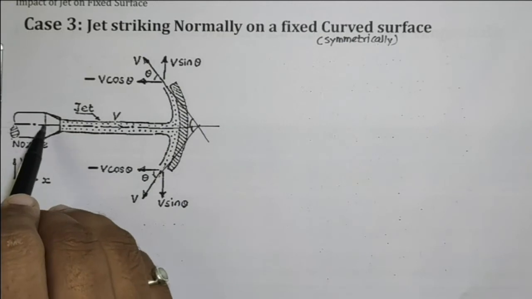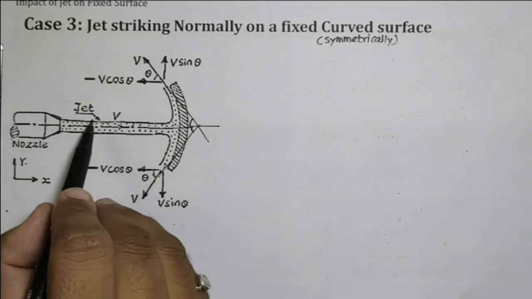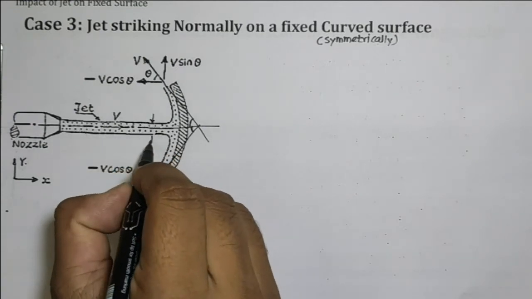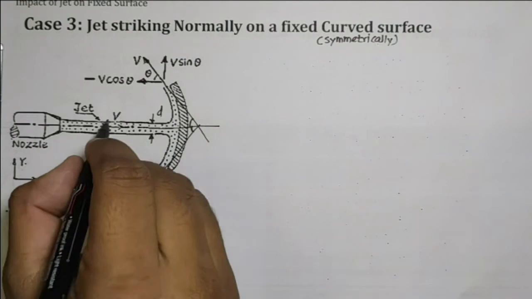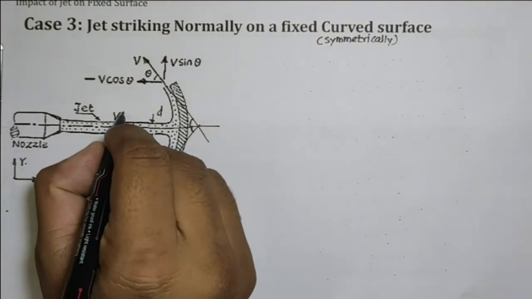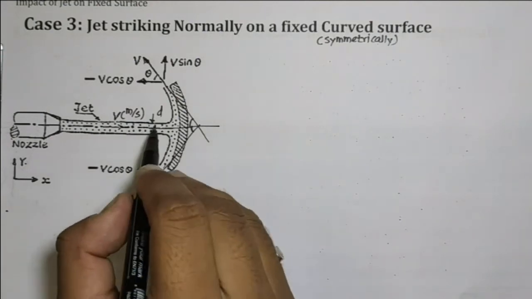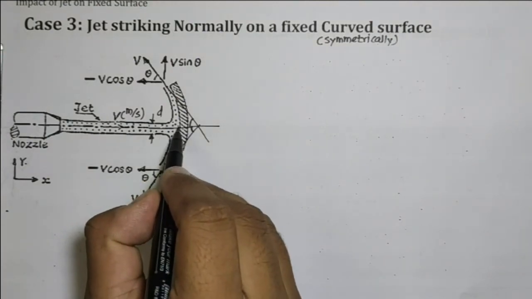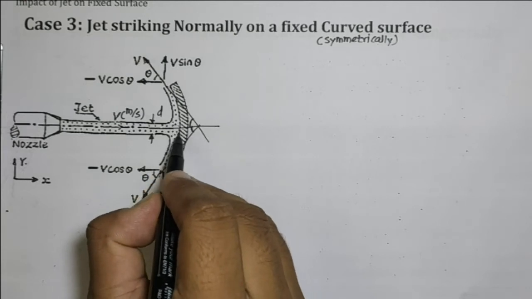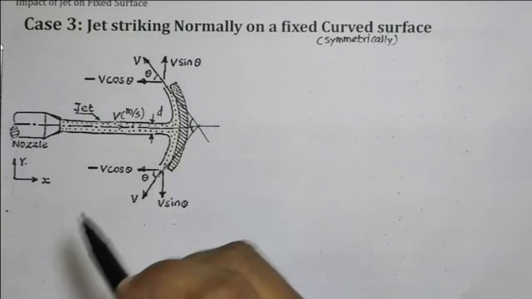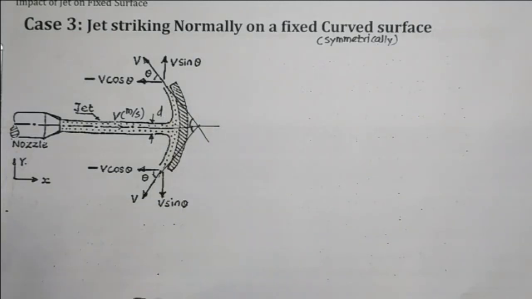Through this nozzle, after conversion of potential energy into kinetic energy, we have a water jet having diameter d, and this jet has velocity v meter per second. Now when it strikes that particular curved surface at its center, just for the imagination, you can consider this curved surface as if an umbrella.